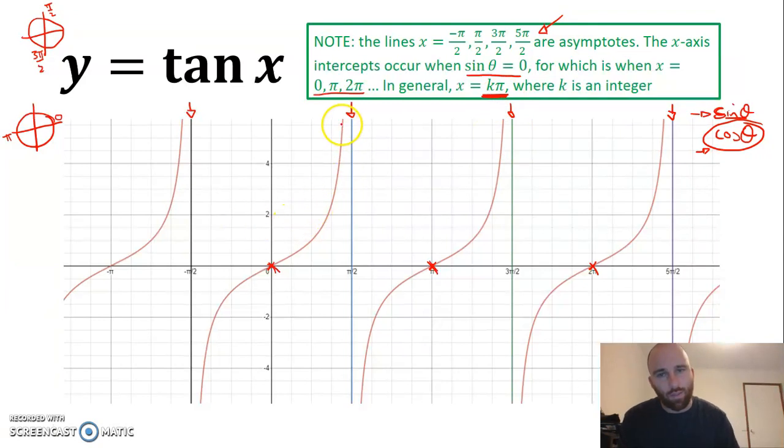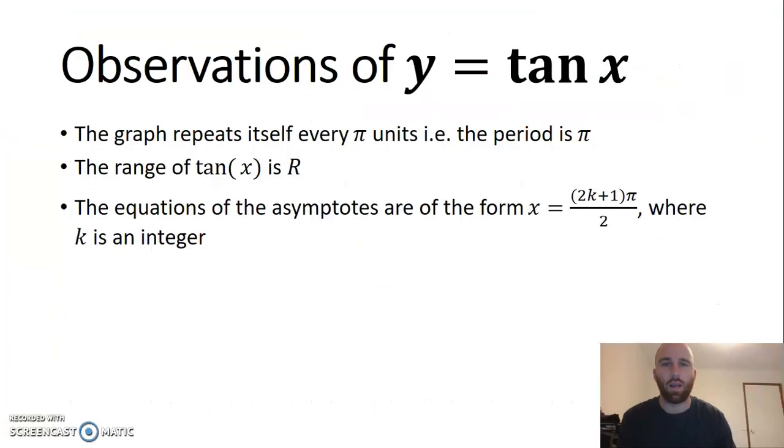As you can see, our gradient is going to constantly increase, but never actually reach the asymptote, and that's part of the reason why we get those values. So observations: what do we notice with y equals tan? It's the same graph as what we had on the other side. The graph repeats itself every pi units, so the period is pi.